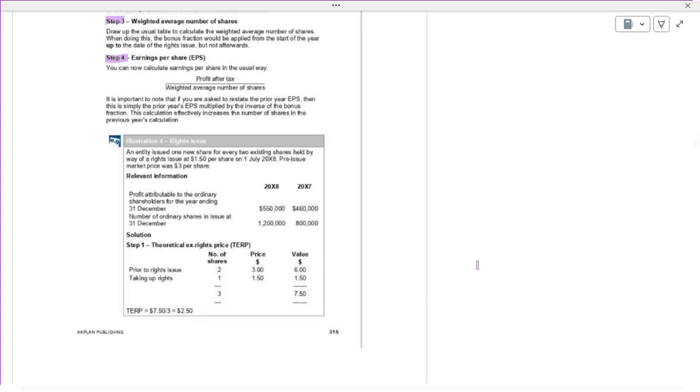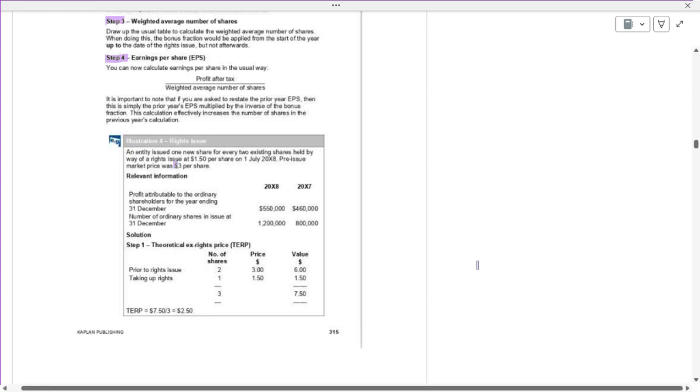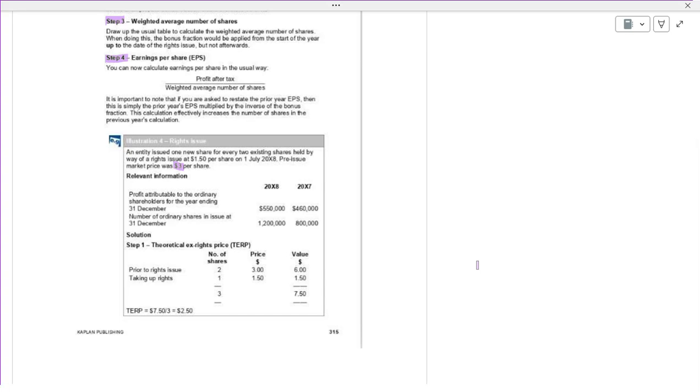Now we will see an example. An entity issued one new share for existing 2 shares. The issue price is $3, and the market price is 1.5. Now they have the opening balance. When you are doing this, we have to take the full price and the bonus issue, combining both rules. Profit attributable is 550 and 460.